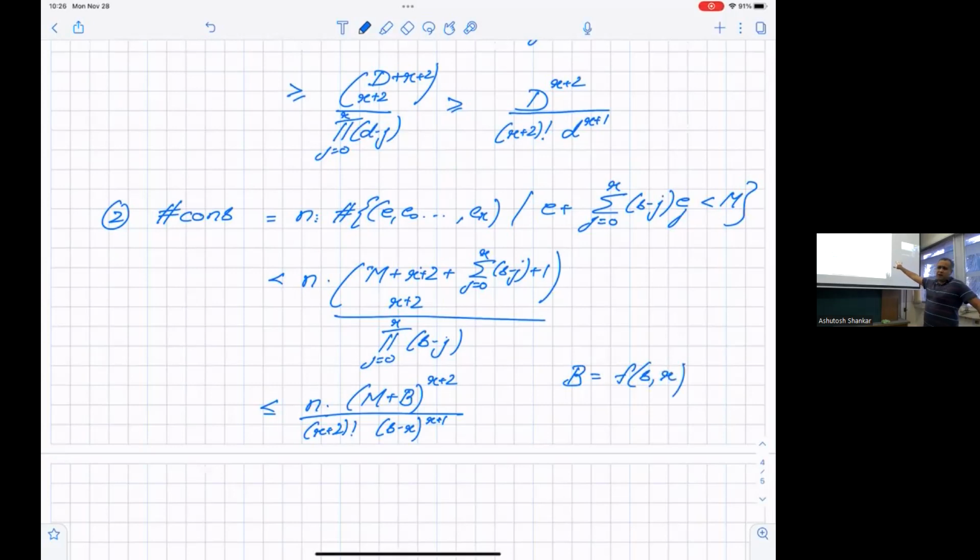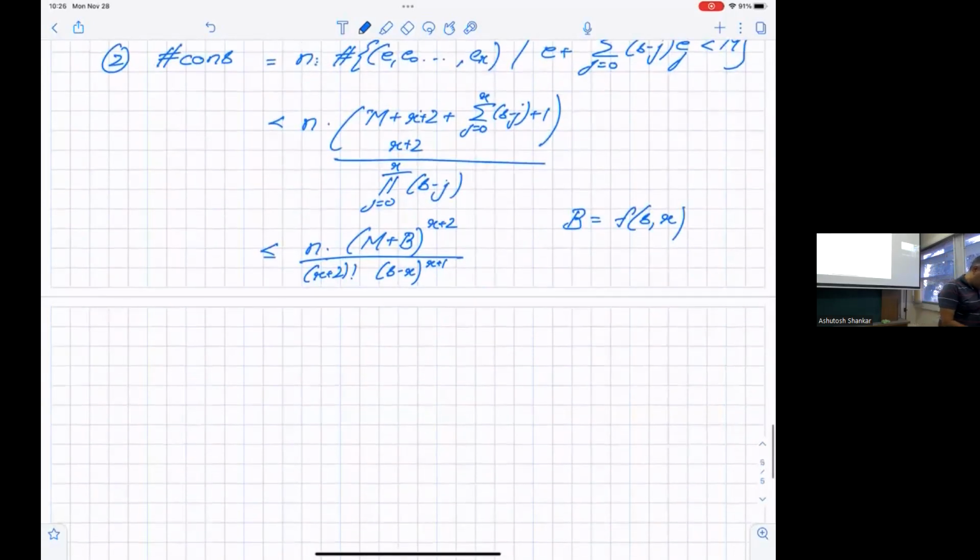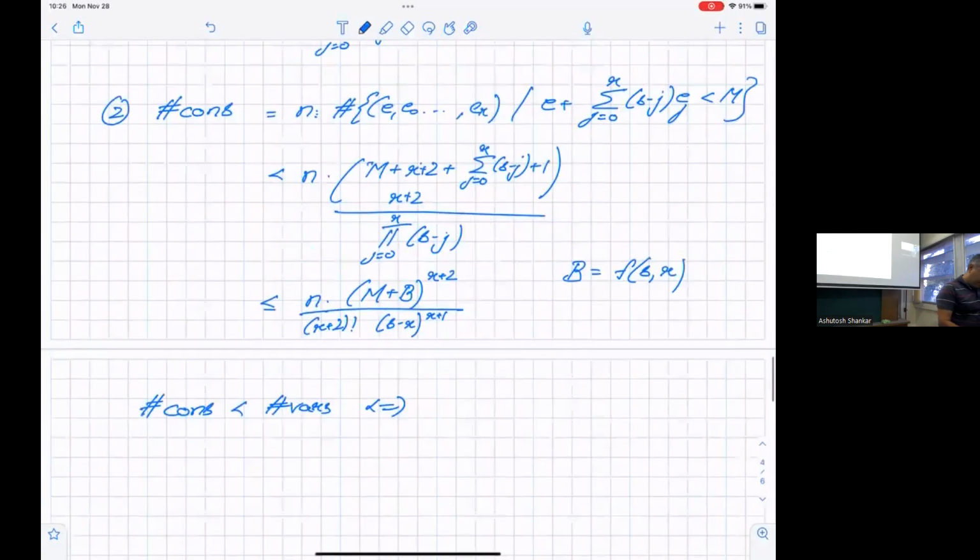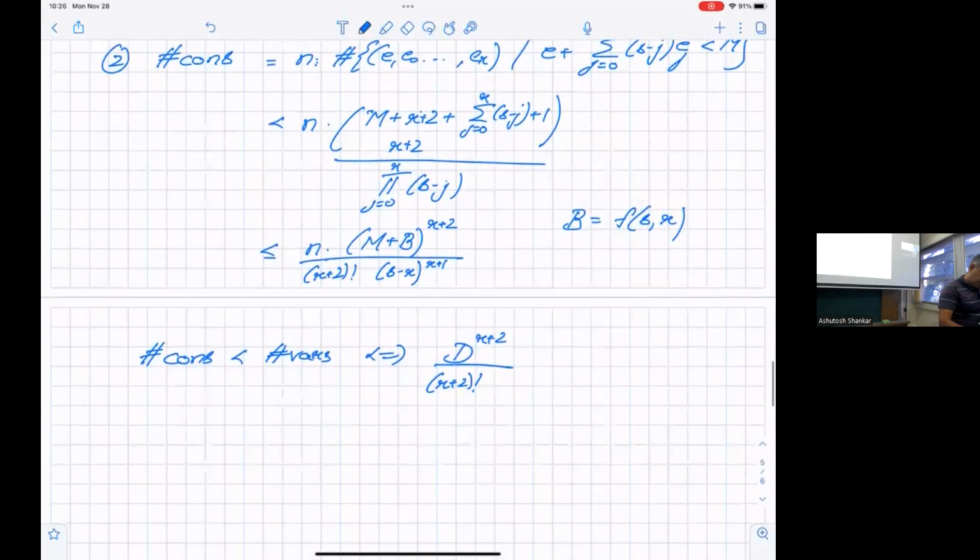I'm not going to write some quadratic in s and r. I'm not going to write what it is. So b is this quantity. All that we want: if you want the number of constraints to be less than the number of variables, this is true only if b power r plus 2 by r plus 2 factorial by b power r plus 1 is, the other way around, greater than or equal to n times m plus b power r plus 2 by r plus 2 factorial, s minus r times r plus 1.